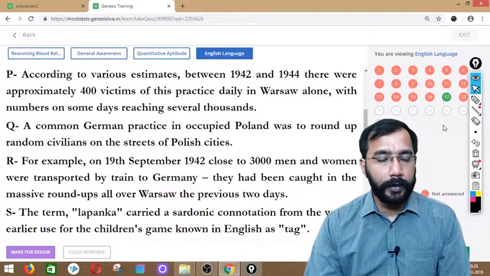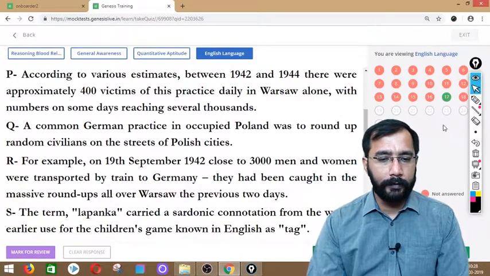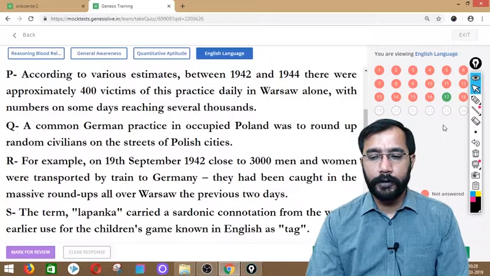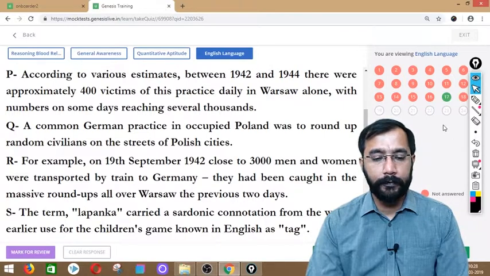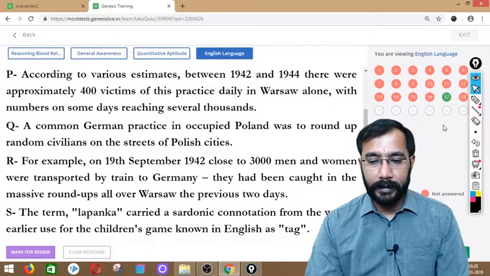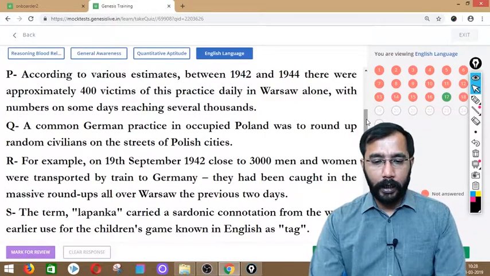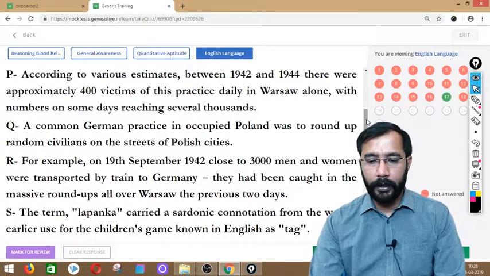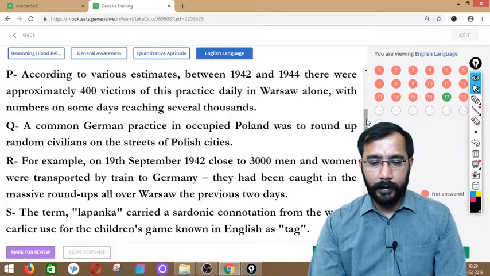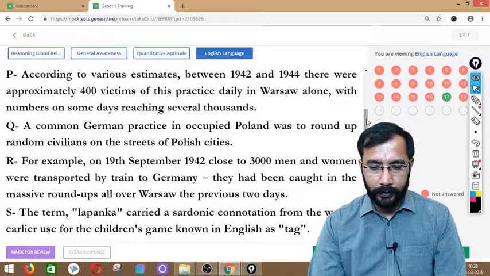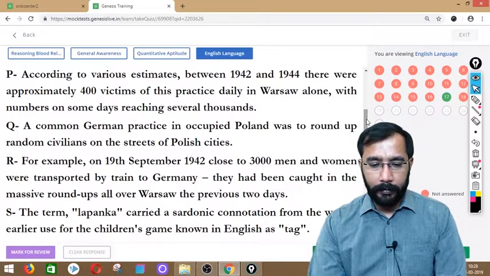The next question is also rearrange the sentences. The sentences given are: according to various estimates, between 1942 and 1944, there were approximately 400 victims of this practice daily in Warsaw alone, with numbers on some days reaching several thousands. A common German practice in occupied Poland was to round up random civilians on the streets of Polish cities. For example, on 19 September 1942, close to 3,000 men and women were transported by train to Germany. They had been caught in the massive roundups all over Warsaw the previous 2 days.